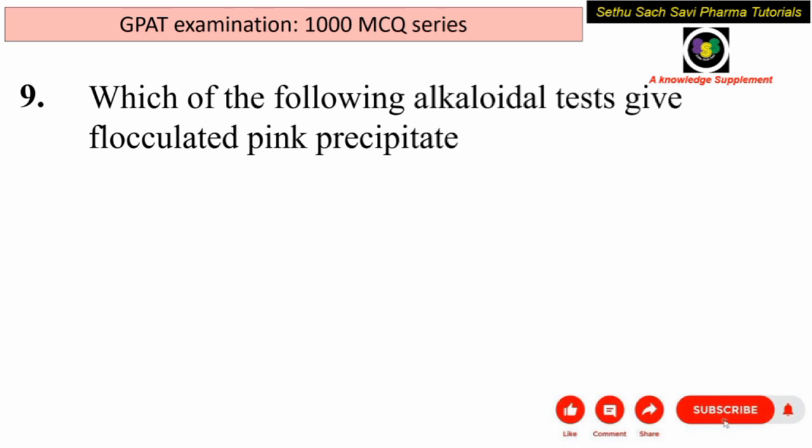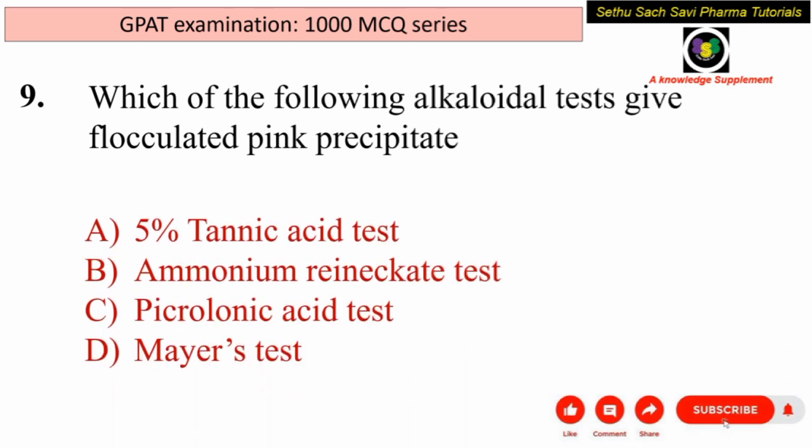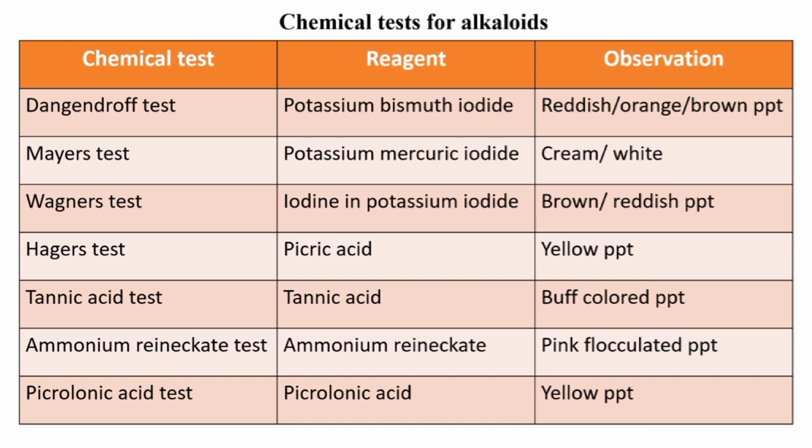Which of the following alkaloidal tests gives flocculated pink precipitate? Is it 5% tannic acid test, ammonium reineckate test, picrolonic acid test, or Mayer's test? From this we should first know which of the following are alkaloidal tests. Are these the 4 alkaloidal tests? Yes, these 4 are used for identifying the presence of alkaloids. So which one gives a pink flocculated precipitate? Let's see each one in detail. So these are the chemical tests for alkaloids.